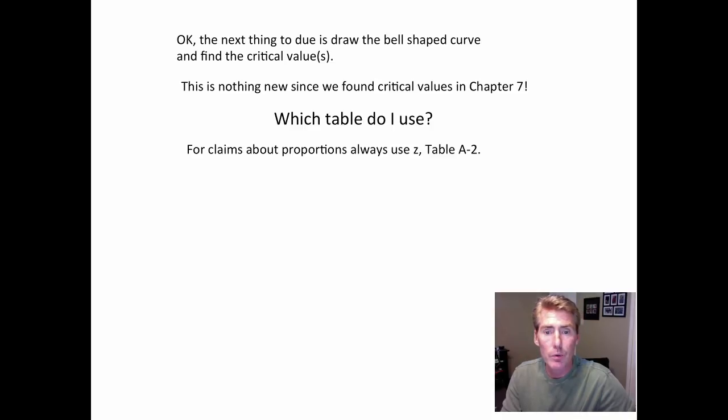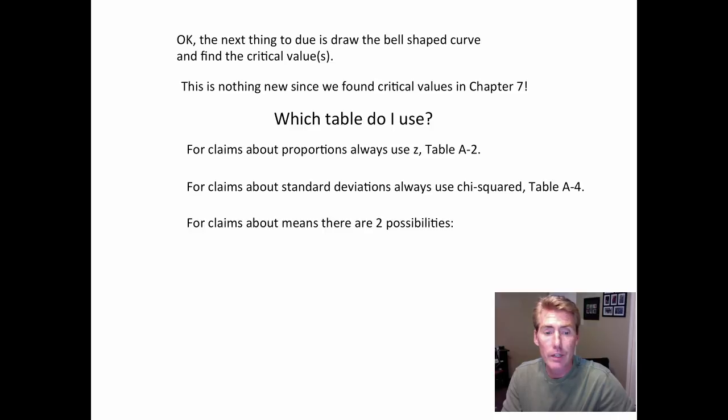Well, if it's something about proportions, like that last one said something about 80%, if it's about proportions, you always use Z. There's no choice. You use Table A2. If it's a claim about standard deviations, there is, again, no choice. You have to use chi-squared or Table A4. The only one that has a choice is when it's a claim about a mean.